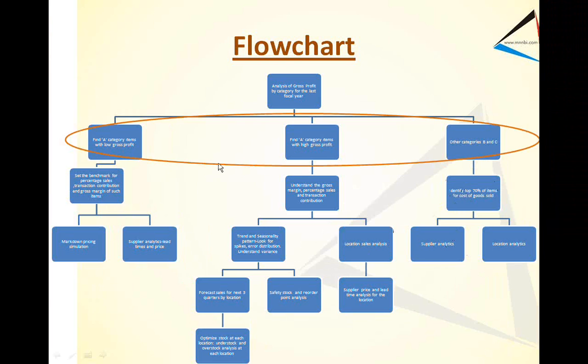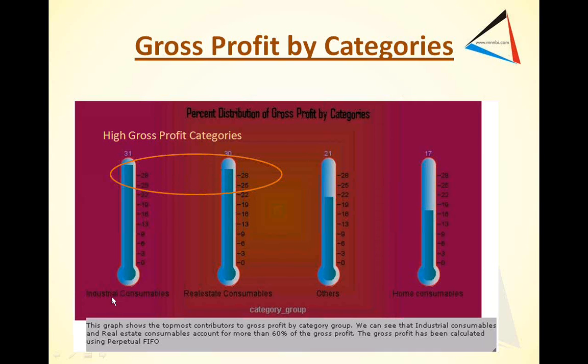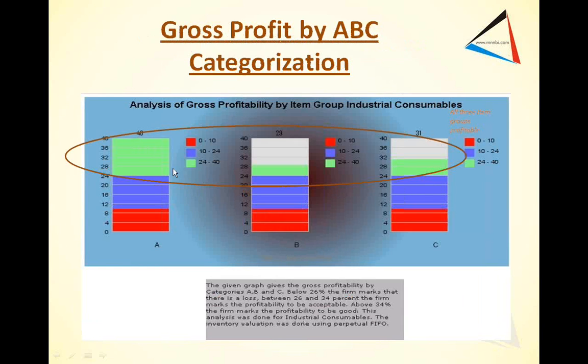So first of all, we will look at gross profit by item categories. So here it is. We have divided the items into various category groups: industrial consumables, real estate, and others. And we have looked at the top two, which account for more than 61% of the total sales. So we will look at only industrial consumables and real estate consumables. And these two are accounting for more than 60% of the gross profit.